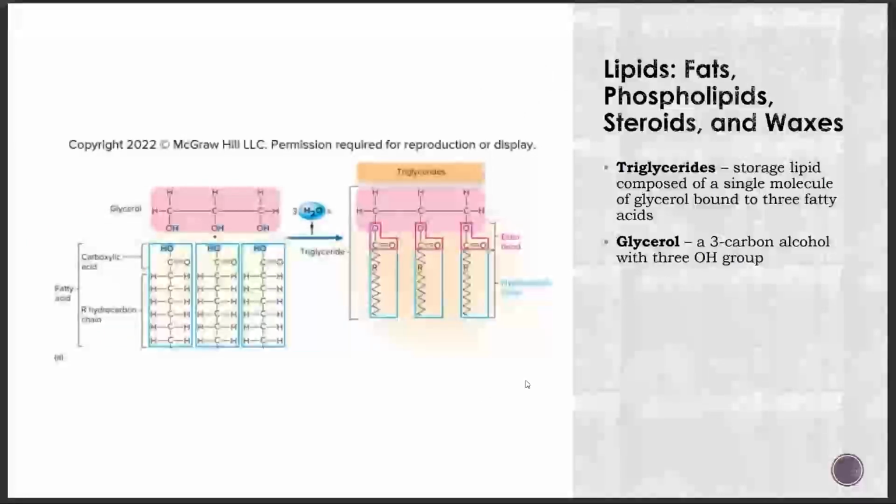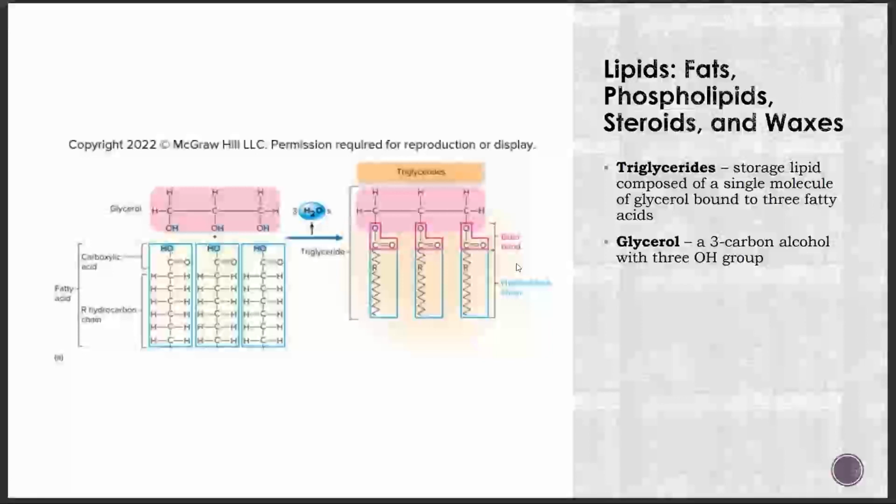Our next biomolecule, lipids, are composed of fats, phospholipids, steroids, and waxes. Two key vocab words are triglycerides, tri meaning 3, and then they have a glycerol molecule. These are storage lipids that have a single molecule of glycerol bound to 3 fatty acids. So we have pictures here where we take our 1 glycerol here in pink and we plug in multiple lipids on the end of it.